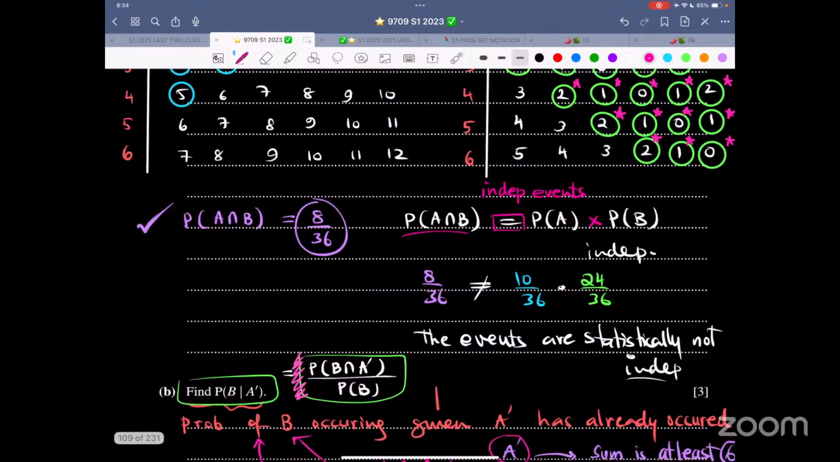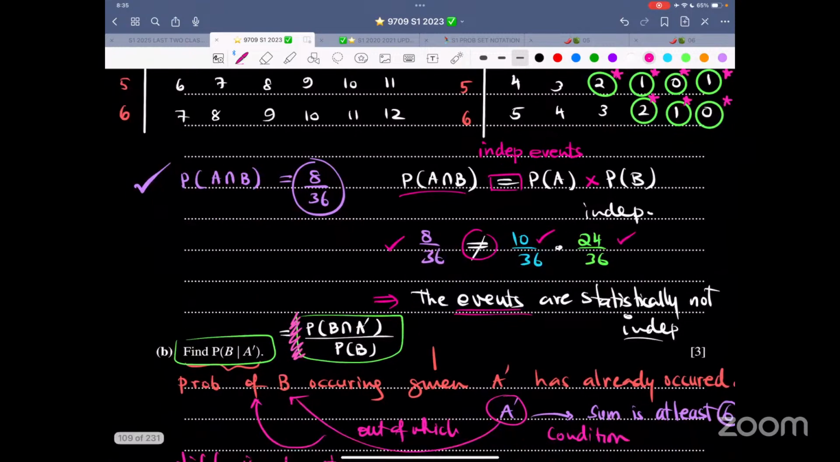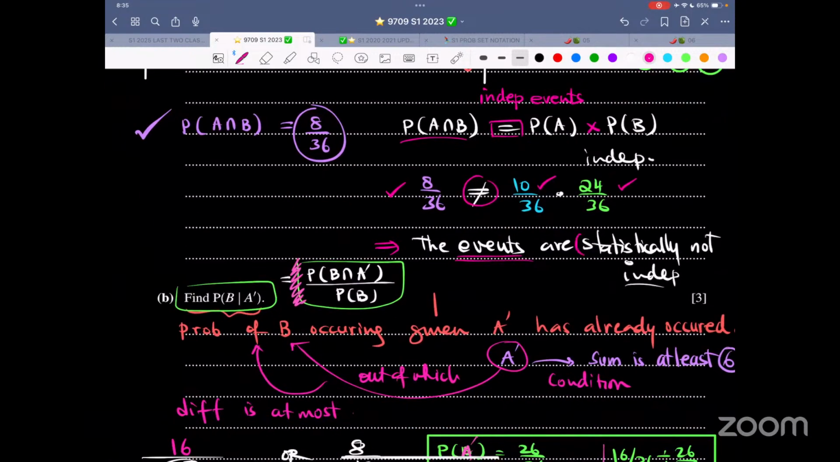So this is 8 over 36. This is 10 over 36. This is 2 over 36. It's not equal. Therefore, the events are not statistically independent. Got the idea? Or even if you just write not independent, that is perfectly fine.